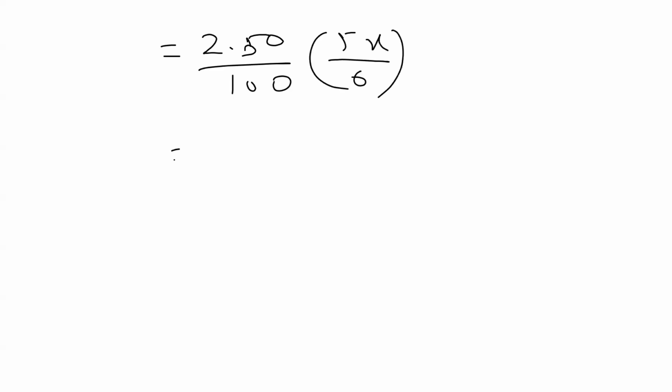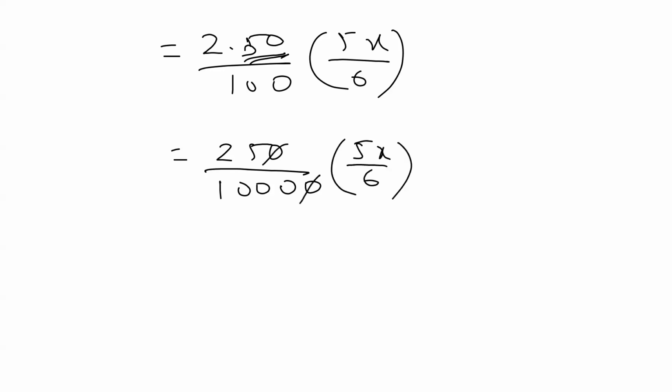Then for the two decimal digits, we'll add two zeros in the denominator, into 5x by 6. So the 10s are getting cancelled. So this is 125x by 6000. We can reduce this further, not a problem. So basically this is the premium. Then commission.